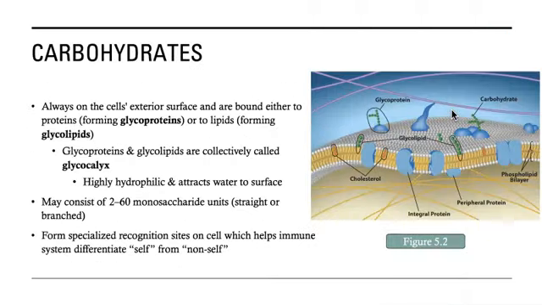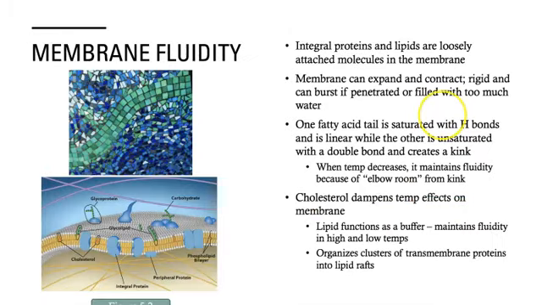And that actually helps with the fluidity because as the temperature decreases, we are able to have that kink create some elbow room and some space between these structures. So if we did not have that double bond and both of the tails were linear, then we would see the membrane freeze or solidify, and that would make it more susceptible to rupturing.